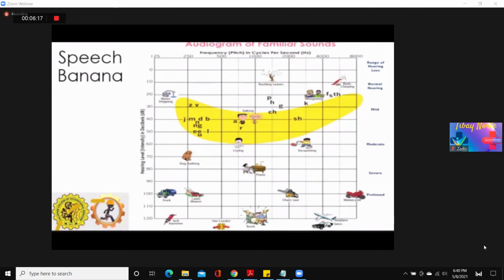Why is it then important to note of these frequencies? In ENT, we refer to this picture as the audiogram of the speech banana due to the shape certain vowels and consonants form in the audiogram. Let's dissect this picture portion by portion to better understand its use. You may take a picture or screenshot.